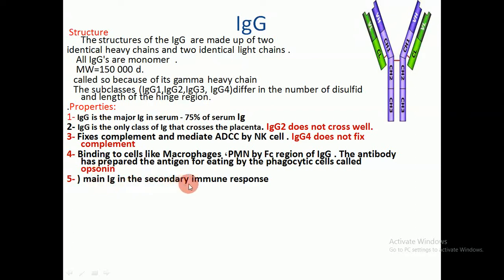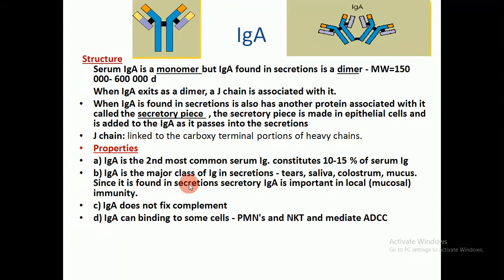Main immunoglobulin in the secondary immune response. The second antibody is the IgA, which is either present as a monomer, but IgA found in the secretion is a dimer, which consists of two antibodies, so it is called a dimer.